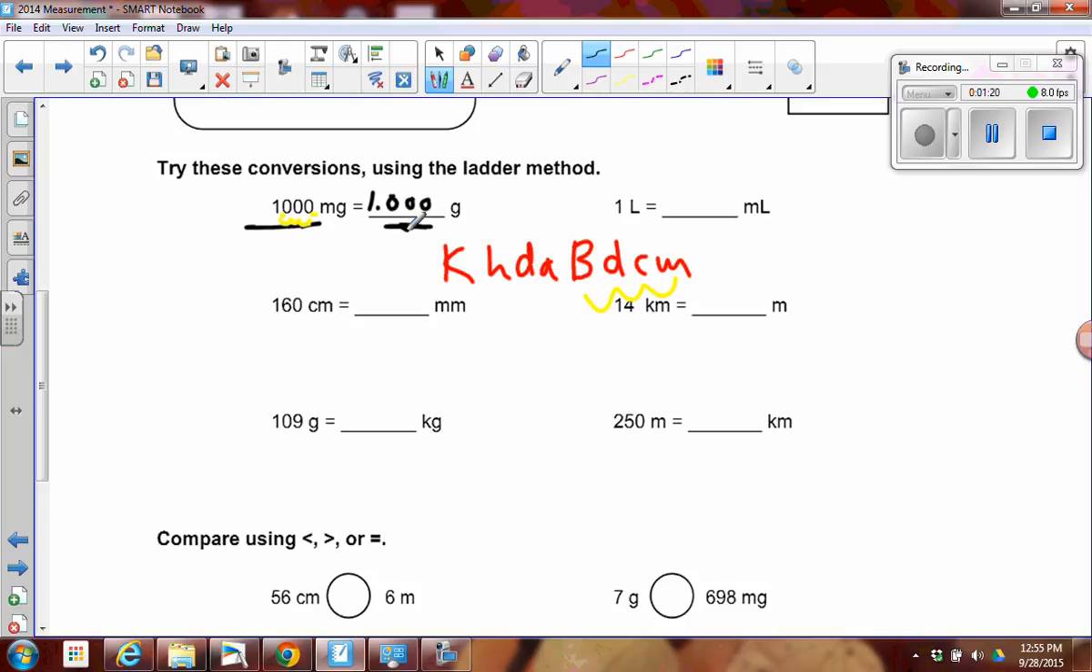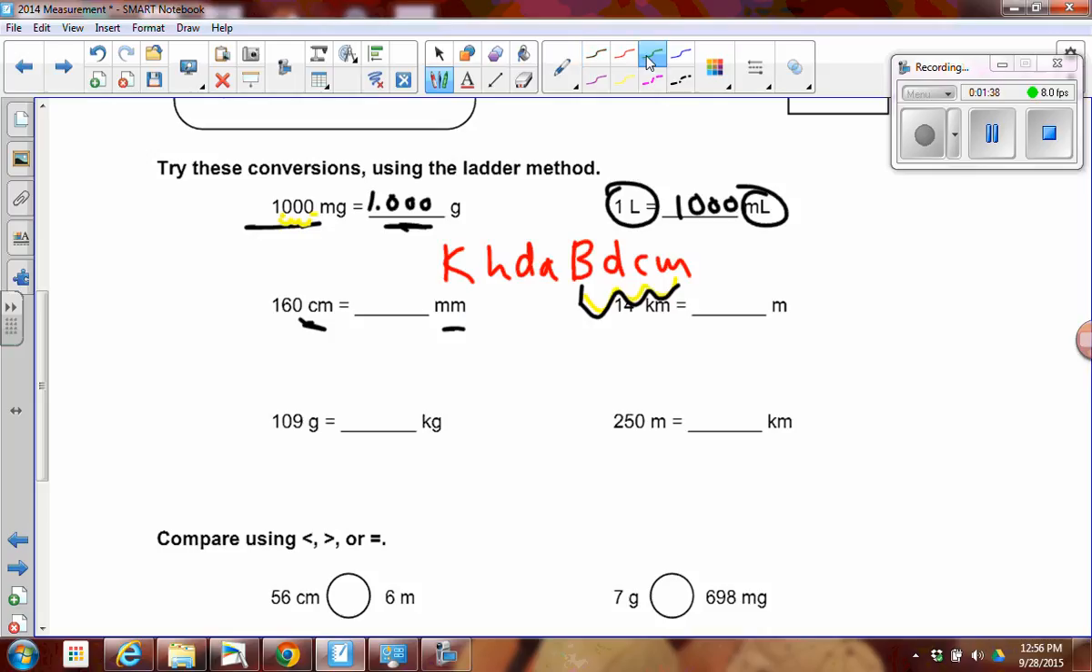The next question is opposite. I'm at 1 liter, and I have to go to milli. So I'm starting from base coming in this direction. So therefore, I have 1,000. The next one here, we go centi to milli. Okay, centi to milli. So I'm starting from this position here.